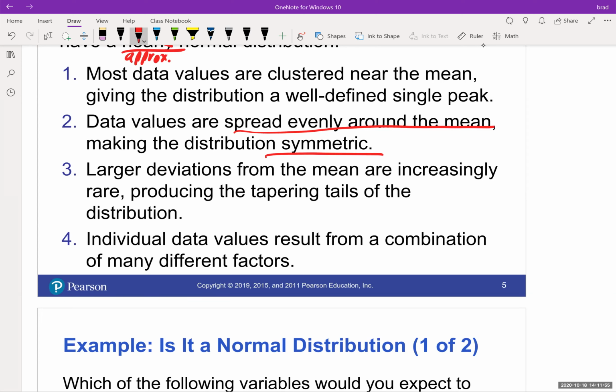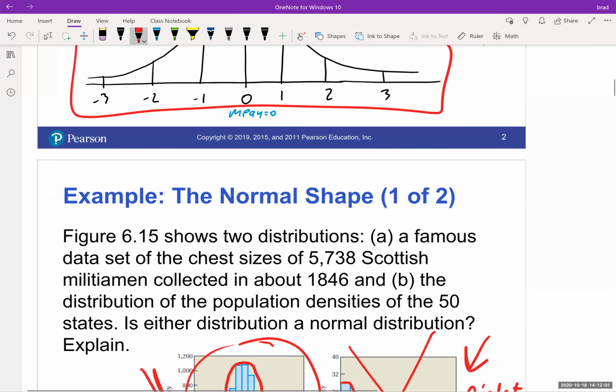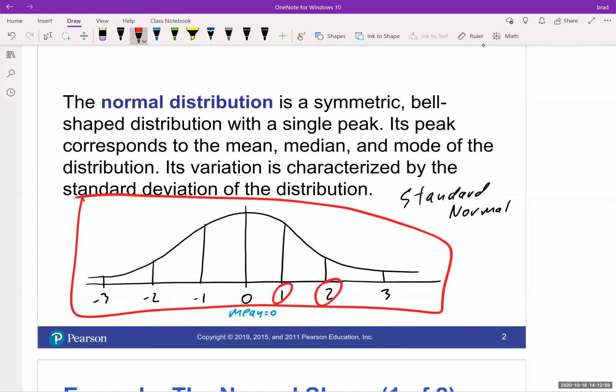Larger deviations from the mean are increasingly rare, producing the tapering tails on the distribution. So once again, what they're talking about is here's one standard deviation, two standard deviations, three. Look how far we are over here. There's hardly any area under the curve right there. Again, if you compare it to right here, here's one standard deviation left and one standard deviation right. Look how much is in here. Look how much area is in here, okay?